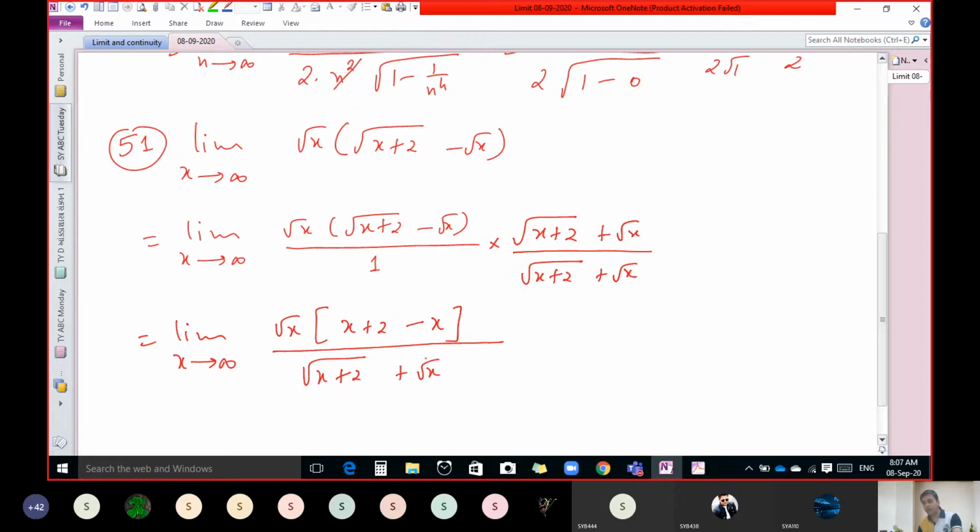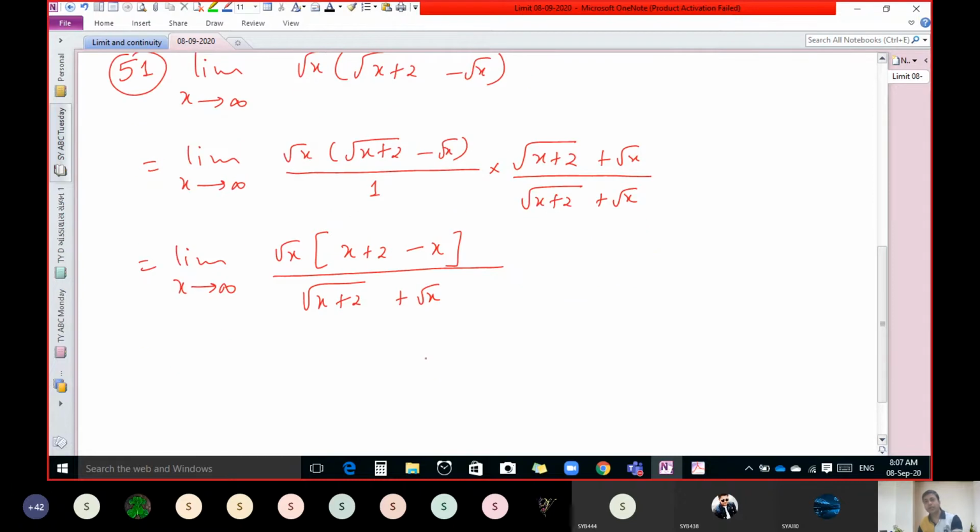Okay, up to this any problem to anybody? No, sir. Okay. Now you can cancel this x. So what do we get? Root x in the numerator and this 2.